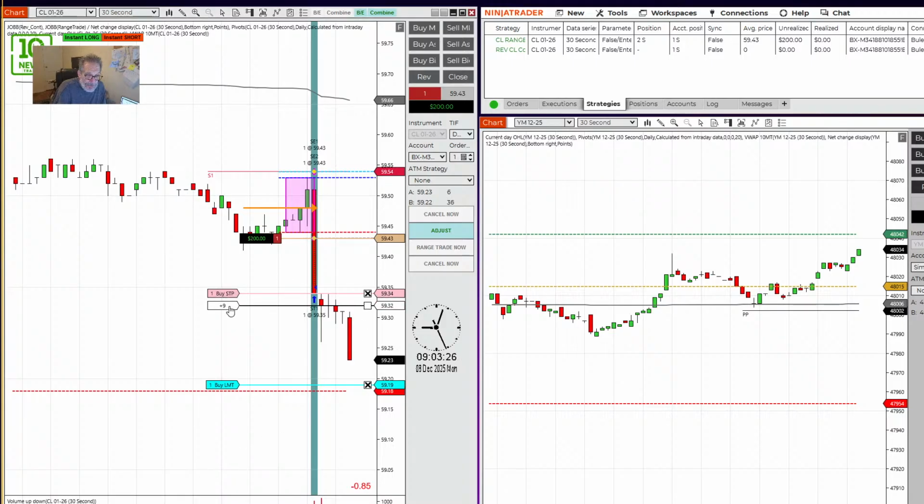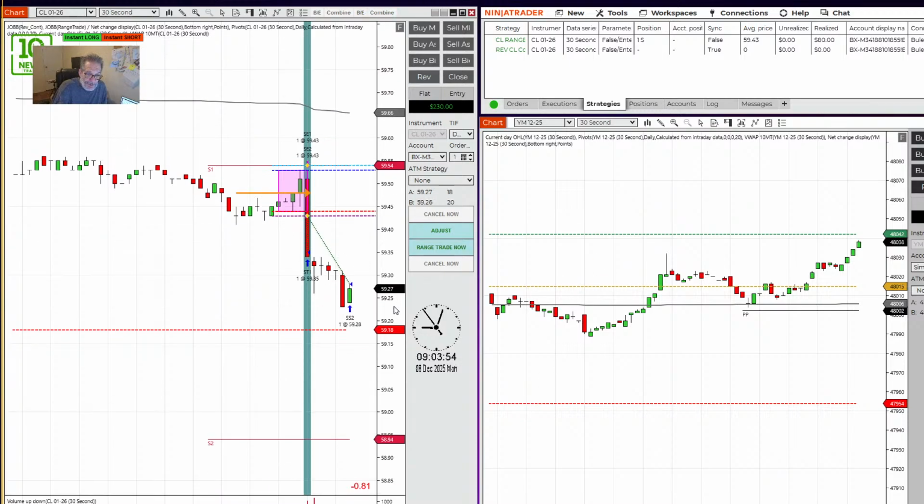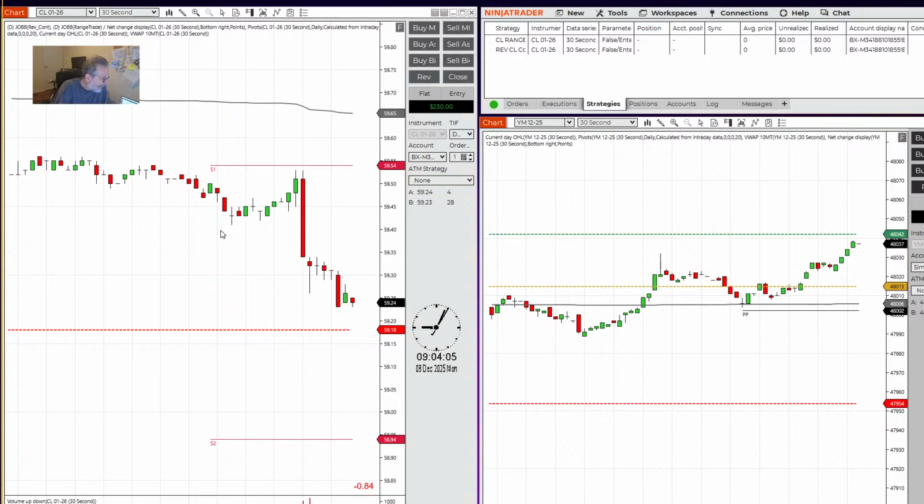Now I'm going to trail heavily because I think the proper target is the low of the day. That's the target, and that's where I'm leaving it. Order filled. All right, so it took me out. I'm done with oil this morning. I'm unchecking both my trades. That was easy.